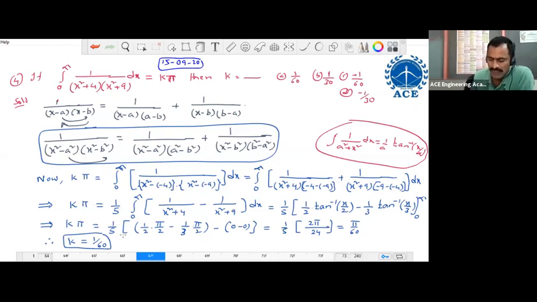Like this, we can use the direct formula to split into partial fractions, and then we get the value of the integral.